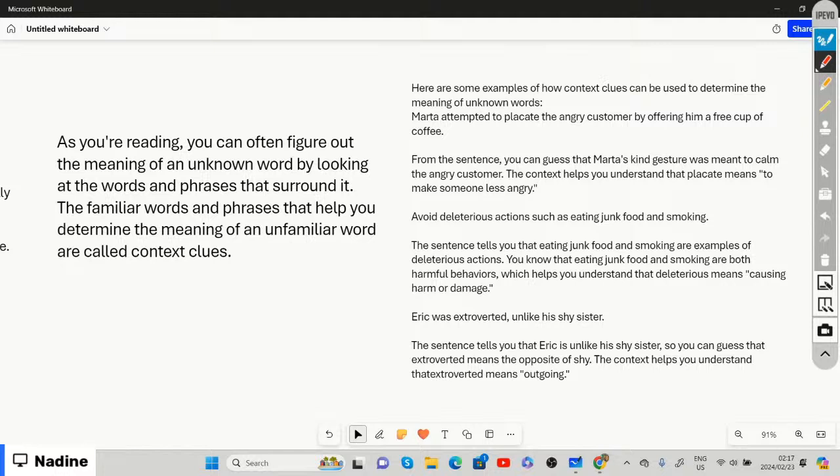And if we look at a few examples, right? It says, here are some examples of how context clues can be used to determine the meaning of unknown words. So we see that context clues can be used to determine the meaning of unknown words. And remember, you can determine the meaning of unknown words by looking at the words and phrases that surround it, right? And once you look at those words and phrases that surround it, then you'll be able to identify what that unfamiliar word means based on the surroundings.